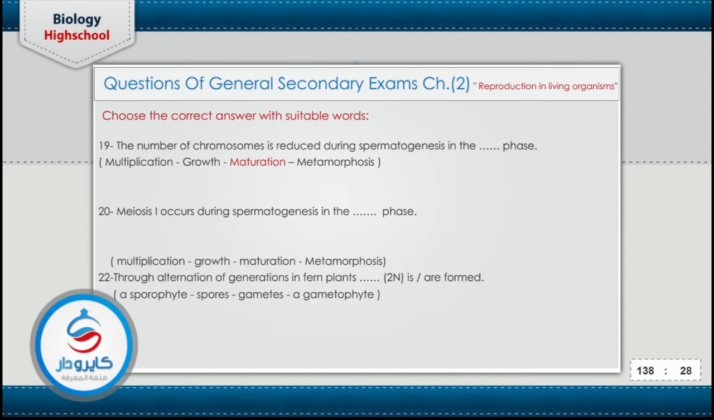Meiosis 1 occurs during the spermatogenesis in the dot phase. Also, meiosis 1 and meiosis 2, both of them take place during the maturation, which is the right answer.